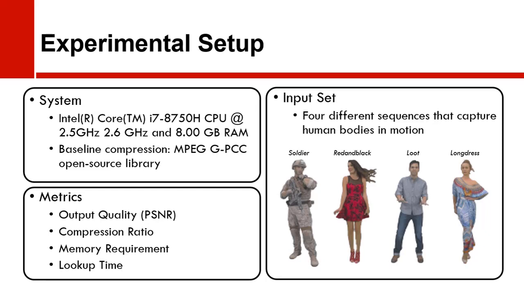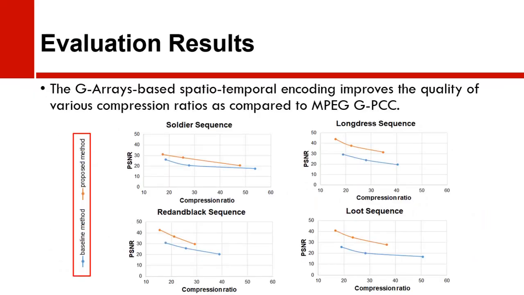For the baseline method, all of the frames are coded using their best set of parameters in the MPEG G-PCC open source library. The PSNR versus compression ratio curves are shown in these figures to compare the performance of our method with that of the baseline. The results show that the proposed method improves the compression ratio for various output qualities over the baseline MPEG G-PCC.